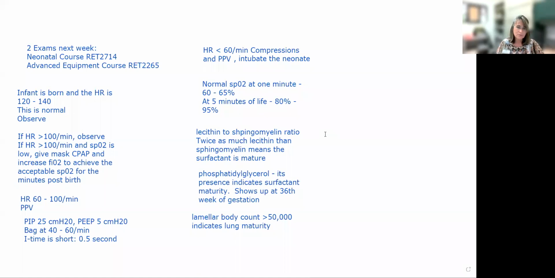And then we talked about the 2 belts around mom. One is looking at the contraction, one is looking at fetal heart rate. Okay, and then we went into maternal history.